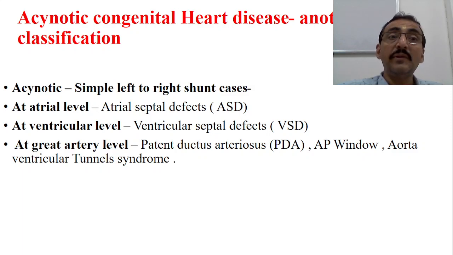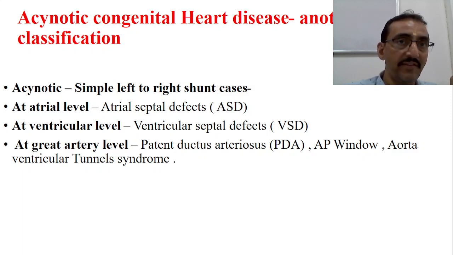acyanotic disorders, simple left to right shunt cases. Cyanotic disorders are there, not only shunt cases. And there is an atrioventricular shunt, VSD is there, or ASD is there. Another is a shunt at the atrial level, only at the atrial level there is shunting.